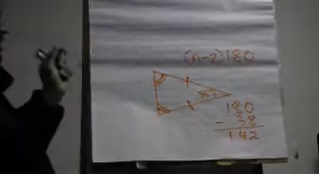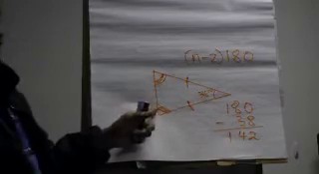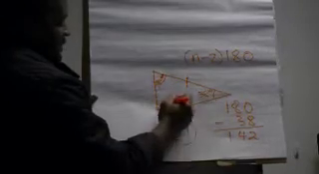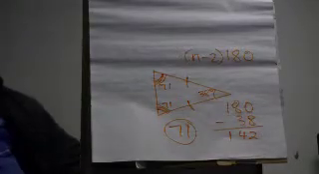I got 142. Now that 142 splits evenly between these two angles because I know those two angles are equal. So I just divide that by 2 and I get 71. So this is 71, this is 71. Add it all together, I should get 180. Okay? Now that's a pretty simple example. Let's look at another easy one involving triangles.